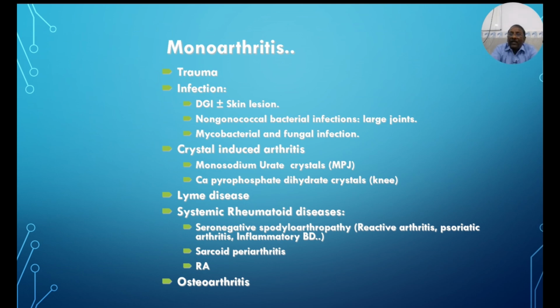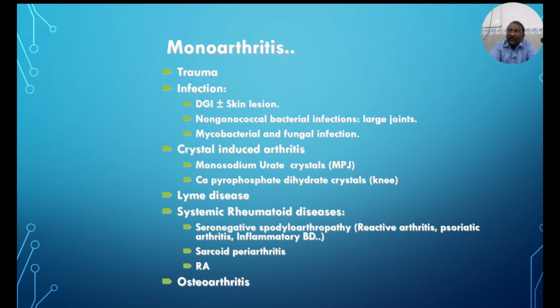Monoarthritis, it could be because of trauma and infections like skin infections, non-gonococcal bacterial infections, large joints, mycobacterial and fungal infections, crystal-induced arthritis, it could be gout and pseudogout, so monosodium urate crystals and calcium pyrophosphate dihydrate crystals in the knee, Lyme disease, systemic rheumatoid diseases like seronegative spondyloarthritis. Again, a very important condition, especially in the males.